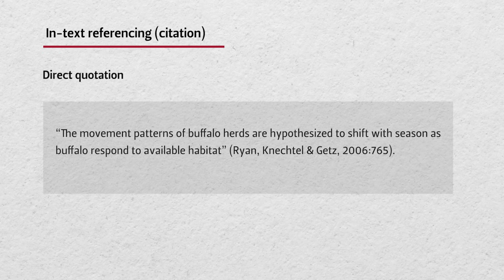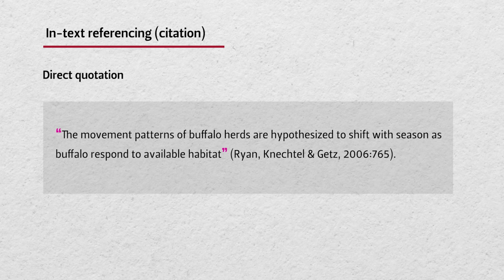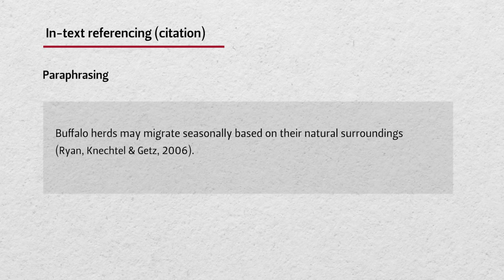A direct quotation refers to the author's original wording, indicated by quotation marks. When you quote directly, you include the author, the year of publication, and the page number. Paraphrasing is when you write the information from the source in your own words. When you paraphrase, make sure to include the author and the year of publication.